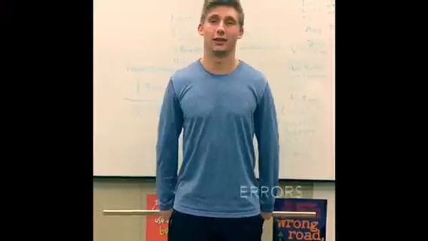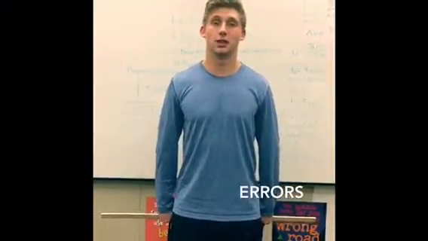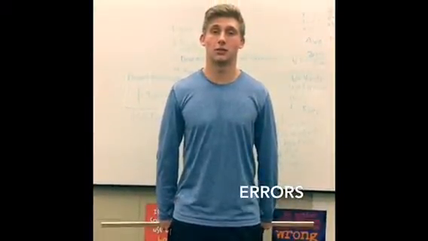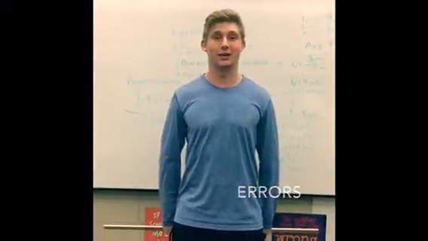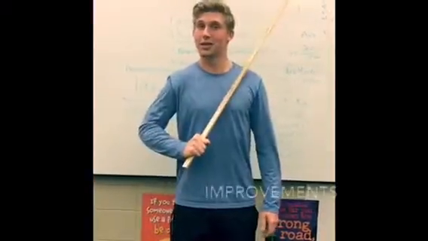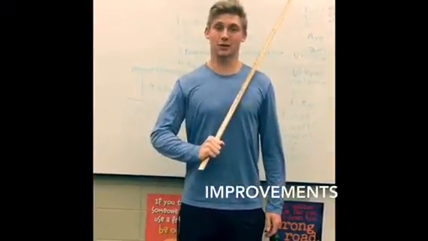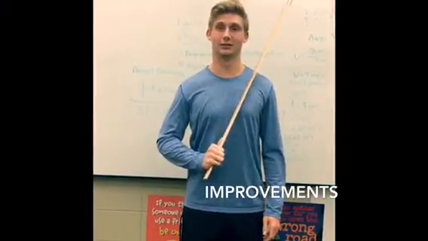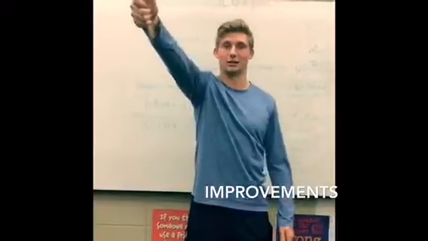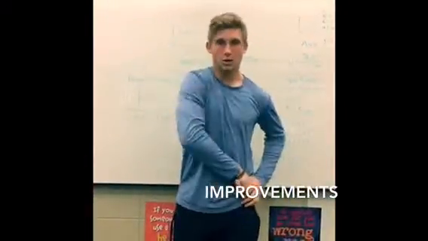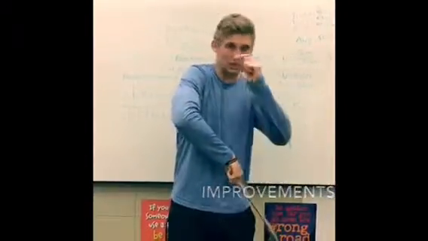Some errors in this lab include not using a perfectly symmetrical object to be dropped a meter. Another error is air resistance. Ways to improve the lab is calculate air resistance and use a perfectly symmetrical object to drop a meter. And finally, use photo gates to get an exact time.